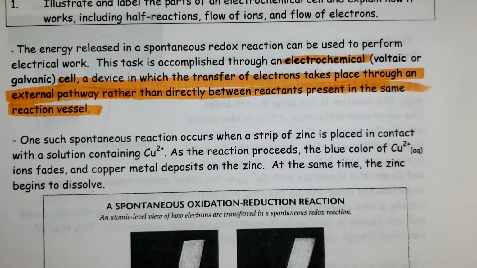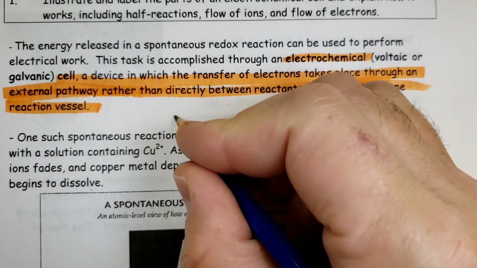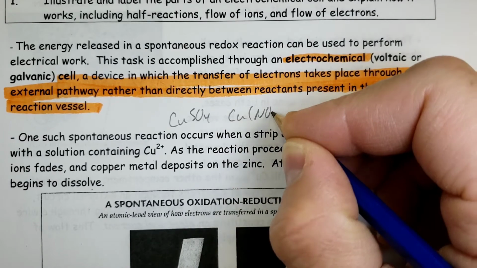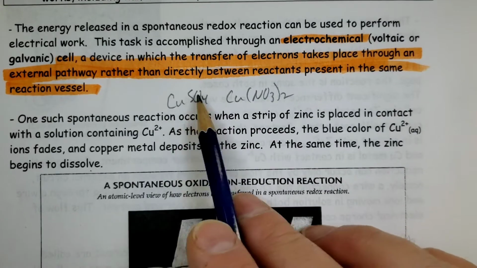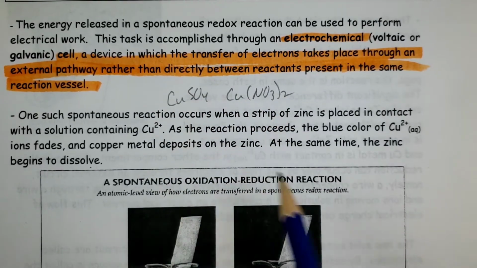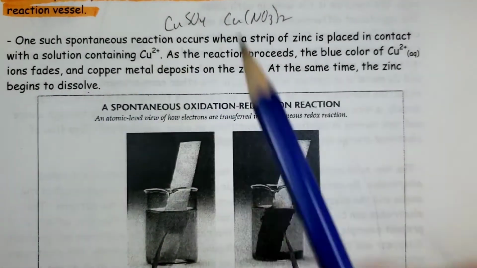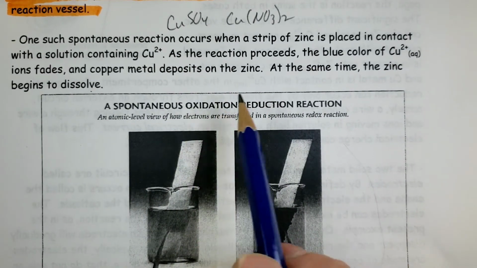One such spontaneous reaction occurs when a strip of zinc is placed in contact with a solution containing Cu2+ ion. So it could be a solution of copper sulfate or copper(II) nitrate, in which, of course, in aqueous solution, these are broken down into Cu2+ and SO4 2-, or Cu2+ and NO3 -. So you have solid zinc, and you have the copper solution that has the copper ions. The copper sulfate solution is a blue color.